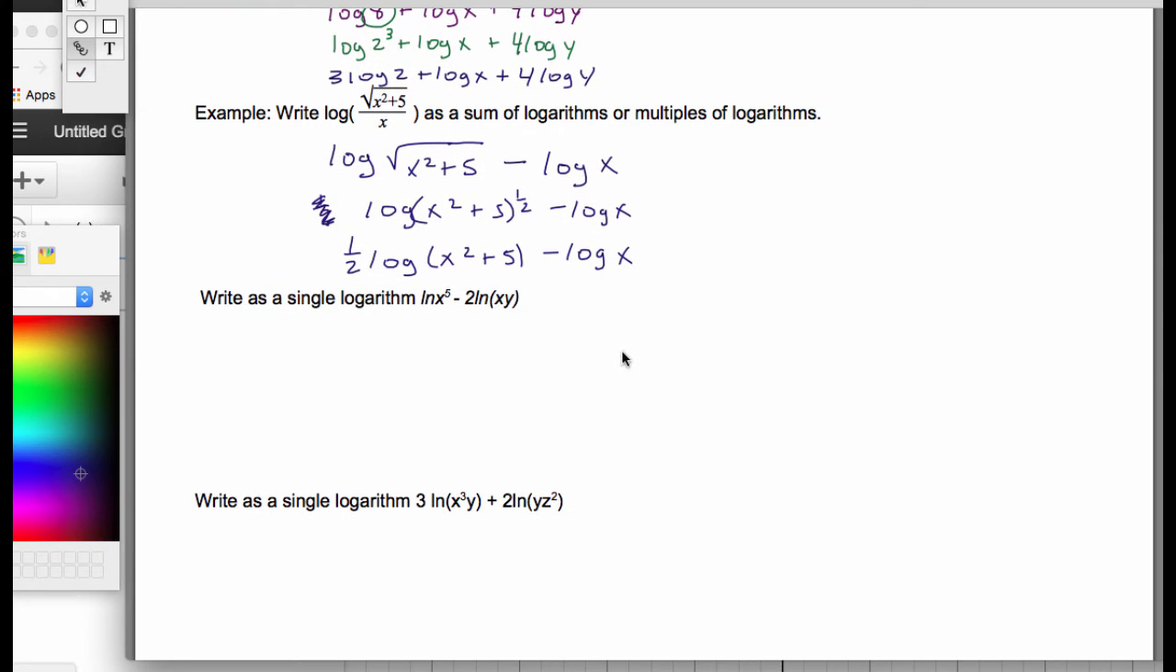All right, I would encourage you to pause it here, but if you're not going to pause, we're going to go ahead and go straight through. What I can do is write this as a single logarithm.